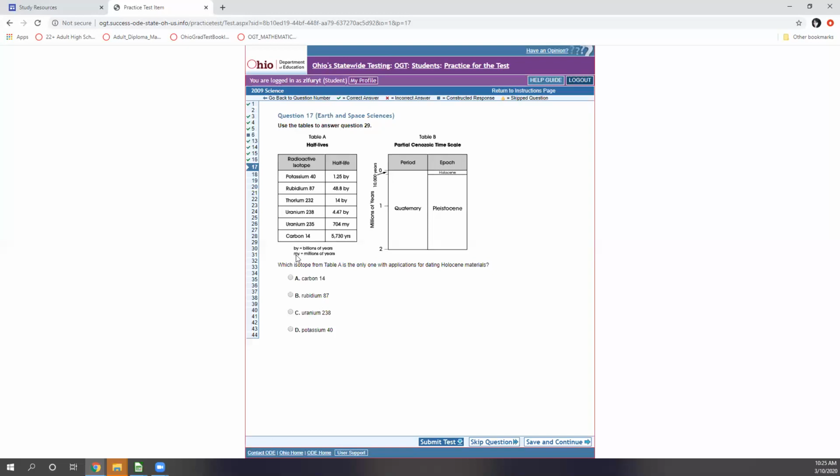So BY is billions of years, MY is millions of years. So you've got potassium, rubidium, thorium, uranium, and carbon. But here we've got some interesting things. We've got 1.25 billion years, 48 billion, 14 billion, 4 billion, 704 million, and then this guy, 5,730 years. Now this is the half-life.